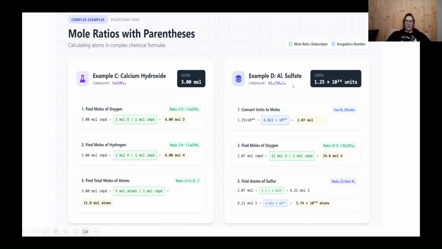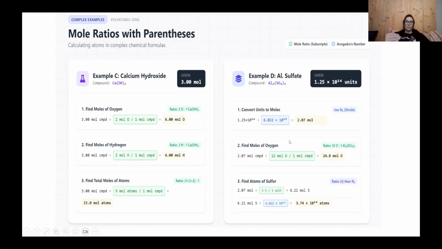Looking at aluminum sulfate, you can do the same kind of thing. You can do different types of problems with this, but say you are given the formula units first, and the reason I say formula units is because this is an ionic compound, so the individual component is called a formula unit. You're given 1.25 times 10 to the 24th formula units. The first thing you want to do is figure out how to get from that to moles. Instead of multiplying by Avogadro's number, we want to divide by it in order to get moles. So we're going backwards along that pathway I showed you earlier. Dividing by Avogadro's number, we get 2.07 moles, and that's of the aluminum sulfate.